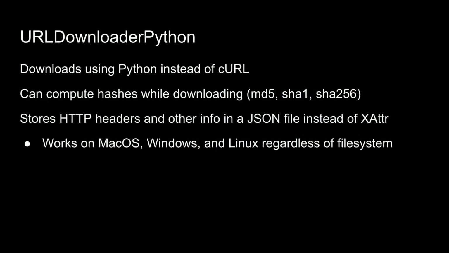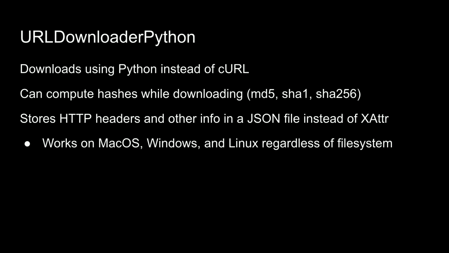Okay. So URL downloader Python. This is the processor that I came up with to allow you to run AutoPKG recipes and have them save the HTTP header information, and I'm saving it in a JSON metadata file instead of using extended file attributes. This allows it to work equally well on Mac OS, Windows, and Linux. And without this, you would have the problem of it re-downloading over and over again.